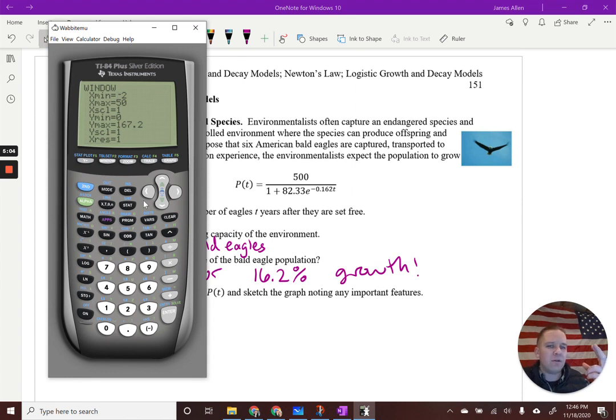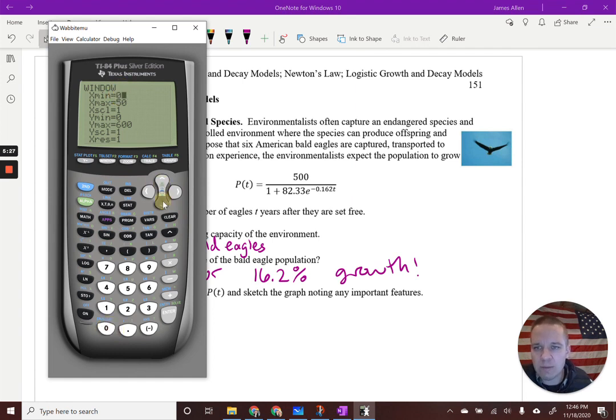We've got 500 as our carrying capacity. So for my Y max, I'm going to go above that. I'm going to pick 600 so I can see it start to flatten out. For my X min, that's my time. I could leave it as -2. I can make it 0. I'll go with 0, I guess.